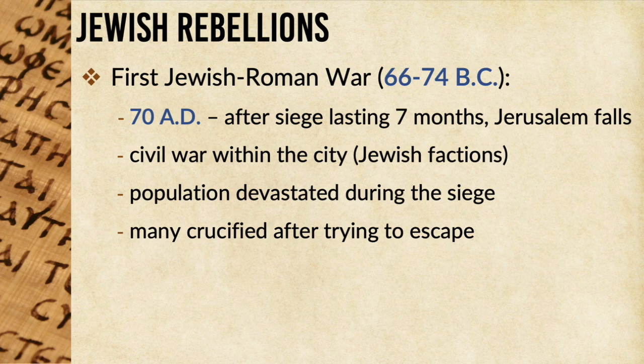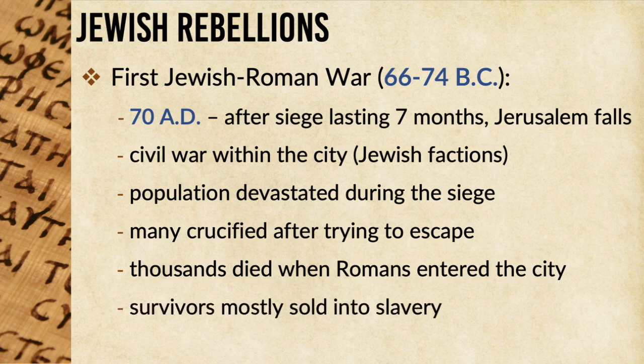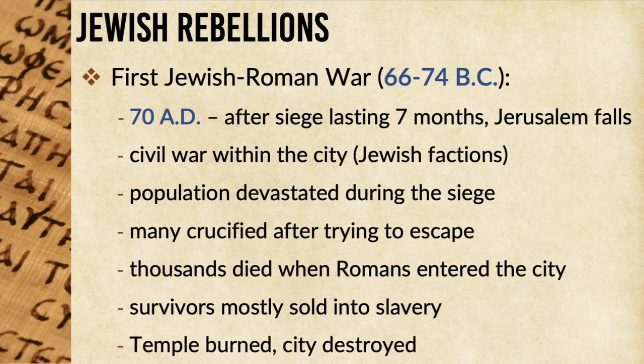These people were no longer a threat to the Romans, but they were sending a message to the people within the city. Then once the Romans are able to breach the walls, thousands more died. But not everybody. There were survivors of the siege. Those survivors were, for the most part, sold into slavery. So they end up becoming slaves within the Roman Empire. Finally, the temple was burned and the city was destroyed. The Romans are not interested in allowing these people to rebel again.